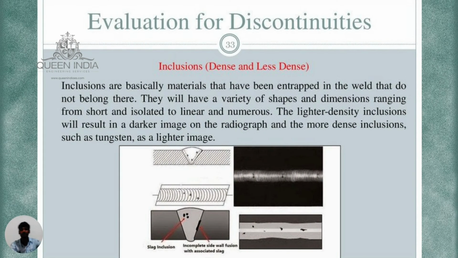And another one is inclusions, dense and less dense. They have a variety of shapes and dimensions, from irregular, short and isolated to linear and numerous. The lighter density inclusions result in dark images on the radiograph, and the higher density inclusions show up as light images.